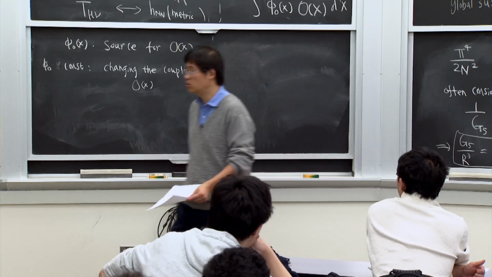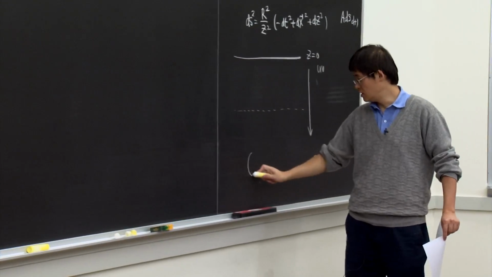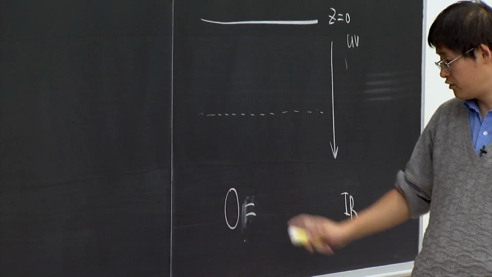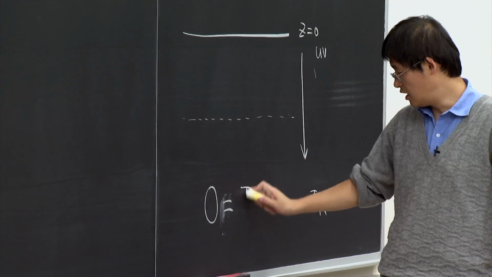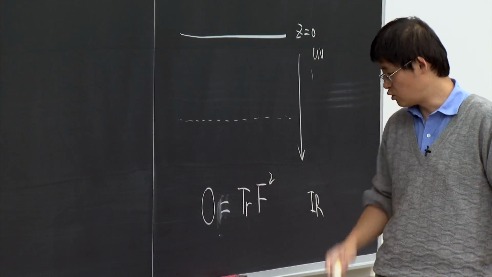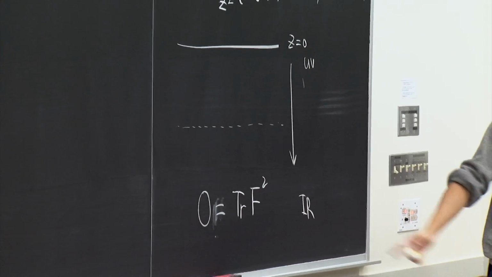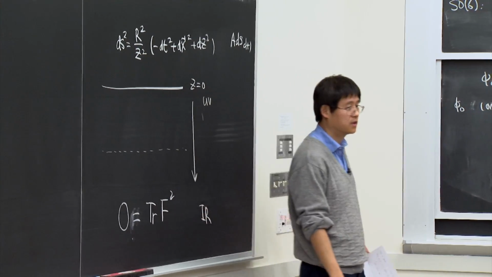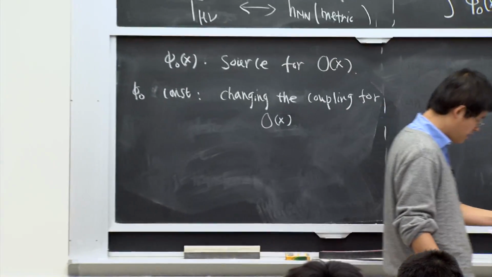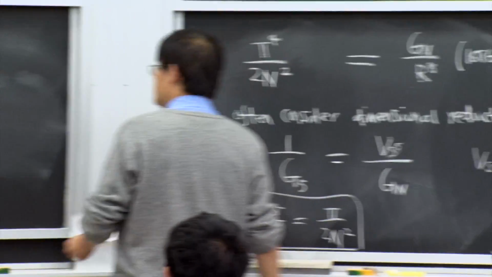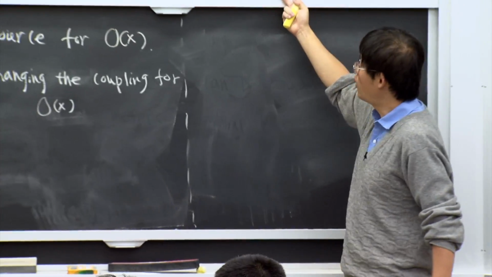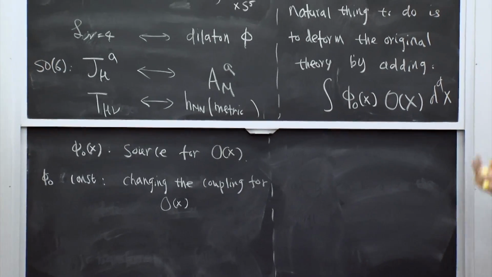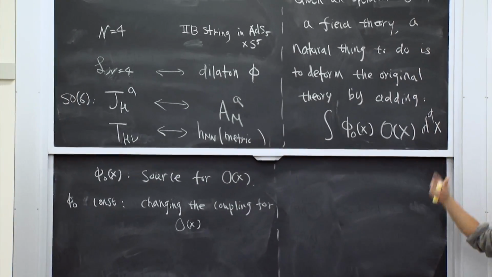So an example: if the field theory has a gauge field, then I can write O as trace F squared, and then this corresponds to changing the coupling for trace F squared. So the immediate question is, from the field theory point of view, you can always do this operation. So what does this correspond to in the bulk?